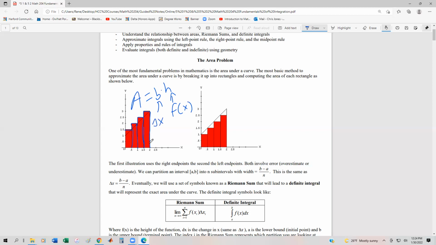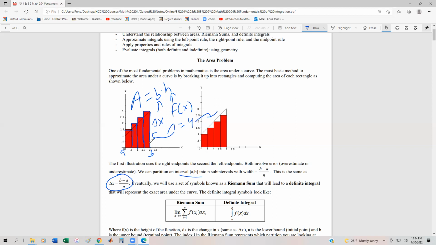And essentially what we're going to do is we're going to break it up into a number of rectangles, and delta x is going to be equal to (b minus a) over n. Now, the interval is a to b, all right? So this is a and this is b in our interval, and n is going to be the number of partitions or the number of rectangles. In this case, n is equal to 4 because there are 4 rectangles, and the same thing on this one.